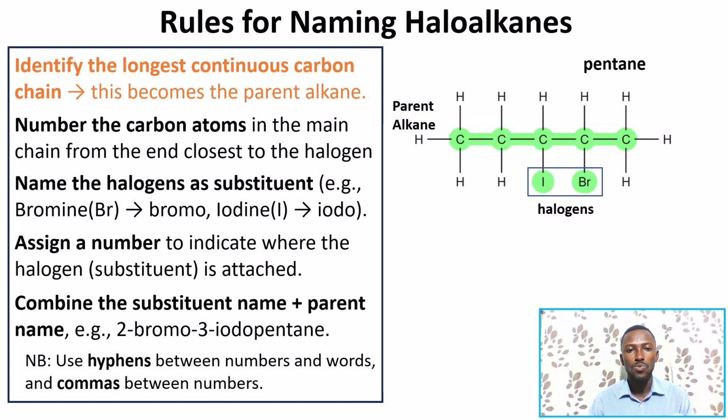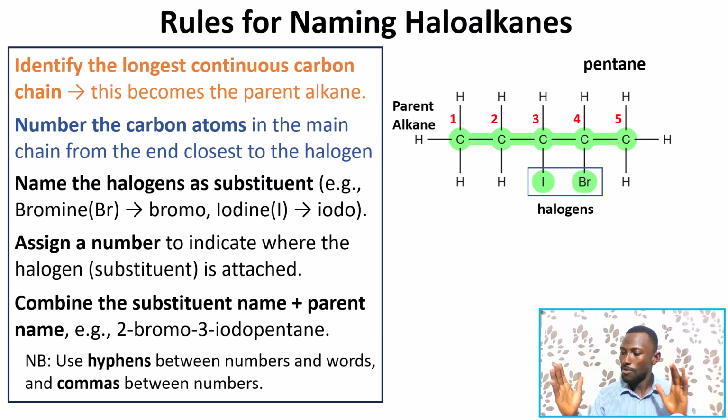Now, step number 2 is to number the carbon atoms in the main chain from the end closest to the halogen. The end closest to the halogen, right? So let's number the carbon in the parent chain. We have possibilities. We can number from left to right or right to left. For the left to right numbering, that is indicated by the red numbers. So we have 1 all the way to 5 at the top.